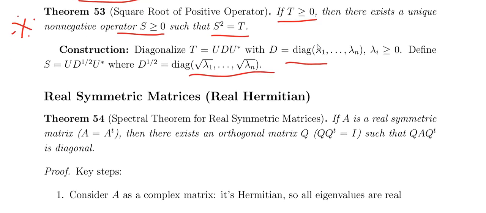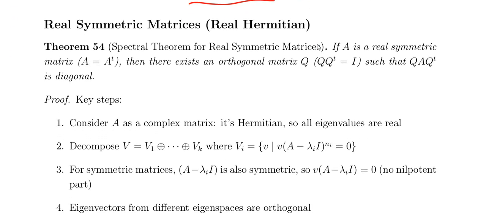And the real symmetric matrix, we call that the real Hermitian. A is a real symmetric matrix, that is A equal to A transpose, which means no complex values; all the elements in this matrix are real numbers. There exists an orthonormal matrix Q, that is Q Q transpose equal to I, such that Q A Q transpose is diagonal. That is very important.